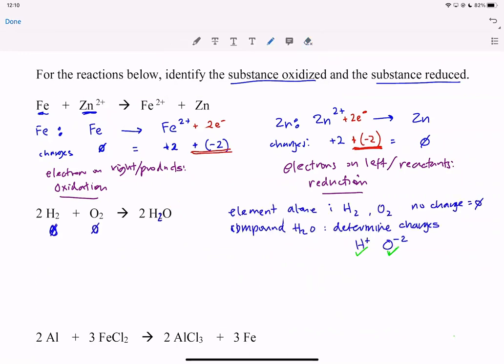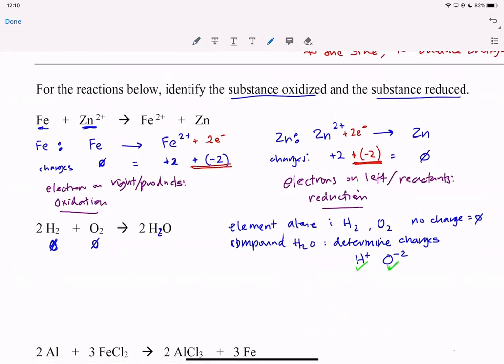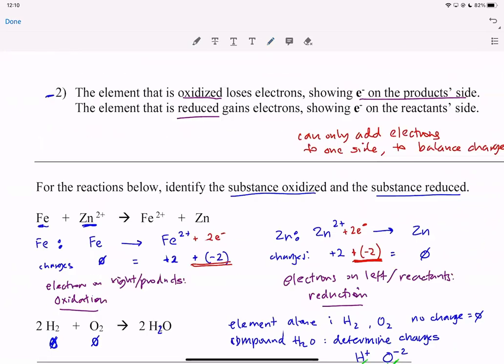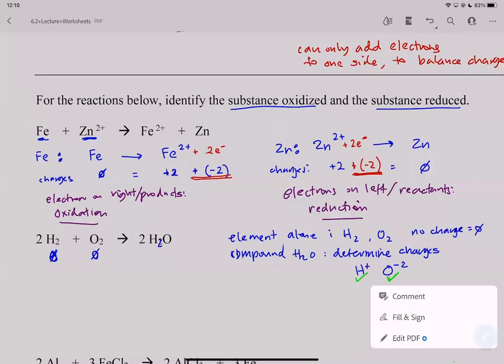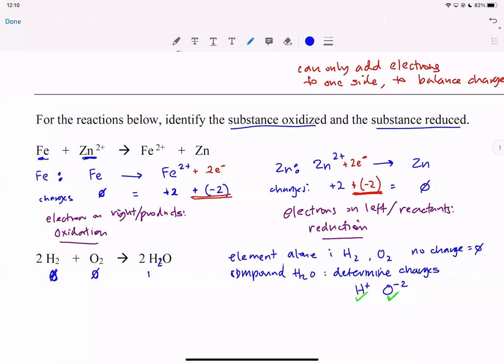Below the hydrogen is a +1, and the oxygen is a -2.